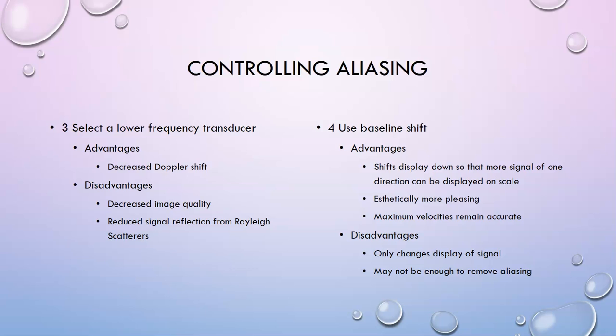Okay, fourth, baseline shift. So baseline shift is just raising that baseline up or down in your imaging. And the fact is that this doesn't actually change aliasing. It changes the display of it. So it's not really changing the aliasing. It's just changing the display. So our advantage is that it makes the image look better. Our disadvantage is that it may not be enough of a change to make the aliasing go away.